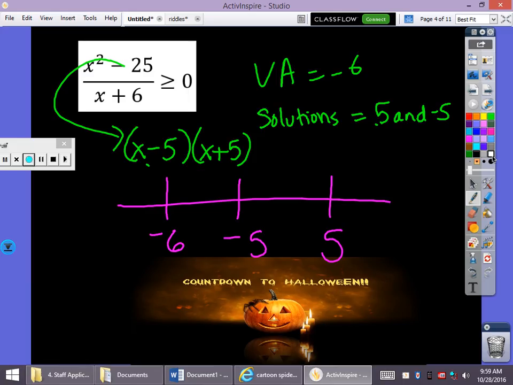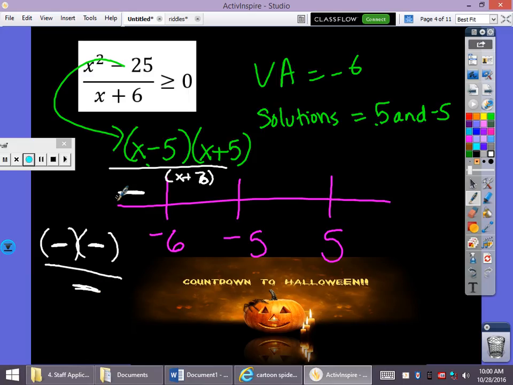Okay, a number to the left of -6. -7. -7 minus 5, positive or negative? -7 plus 5, still a negative. -7 plus 6, negative. Do I have an even number or an odd number of negatives? Odd, so it's going to be negative. The other way: negative times a negative is a positive, divided by a negative is a negative.